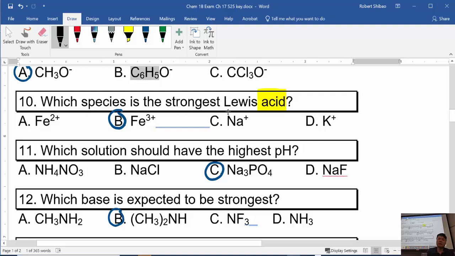Which species is the strongest Lewis acid? I screwed this up because I had it as Lewis base, and so I gave everybody 2 points for that.